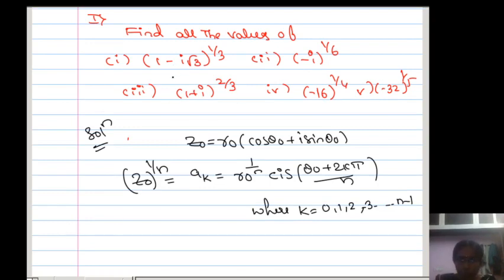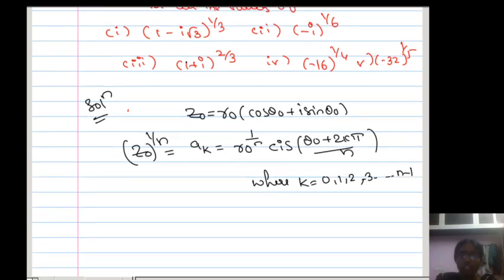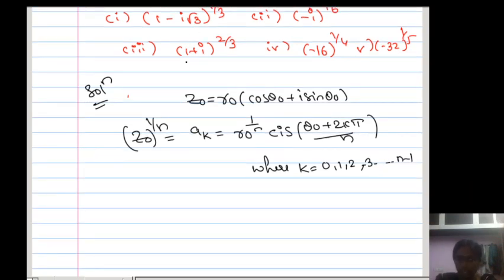Let us see the first problem. What is z naught here? For which complex number are we going to find the root? Here z naught is 1 minus i root 3. So first write it in polar form: what is r naught and what is theta naught for this complex number? Then we go to n equal to 3, because z naught power 1 by 3 means we are finding the cube root of the complex number. So how many values exist? a0, a1, a2, three values. Let us see the first problem using these formulas.